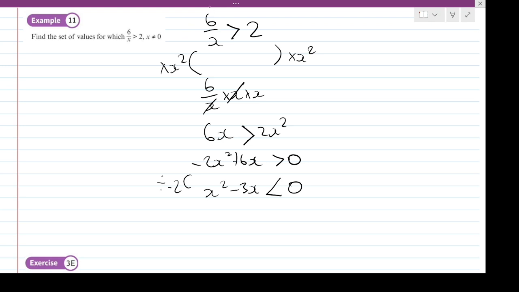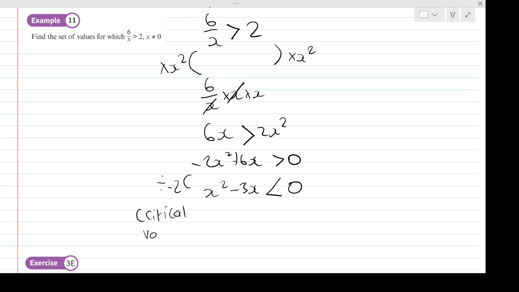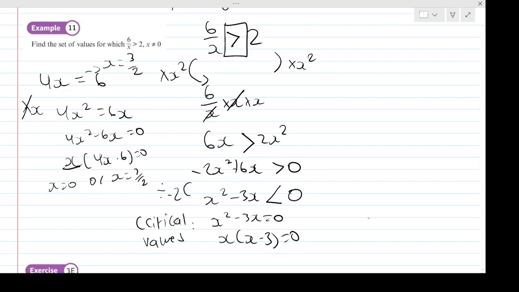This is a quadratic, right? So again, as always, we first find the critical values, which will allow us to sketch our curve. Critical values are when this is equal to 0, isn't it? But we can factorize, right? So x squared minus 3x is equal to 0. We can simply factorize to get x times (x minus 3) equals 0. So we get the solution: either x is 0 or x is equal to positive 3. Each factor equals 0, right? So those are our critical values.